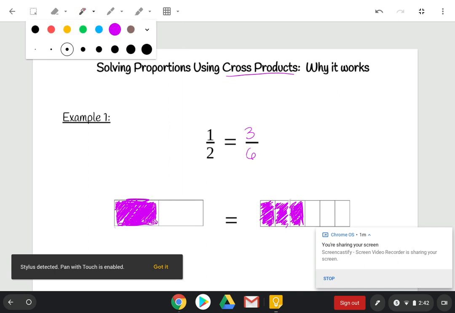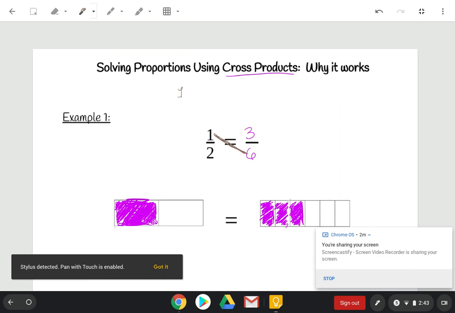I want us to look at what happens when we take cross products. Just as the name suggests, I'm going to draw a cross. So here's my first arm of my cross. Notice that arm goes from the 1 to the 6, or from the 6 to the 1. It makes no difference. So my question to you is, what is the product of 1 and 6? Product means multiply. So what is 1 times 6? It's 6, right?